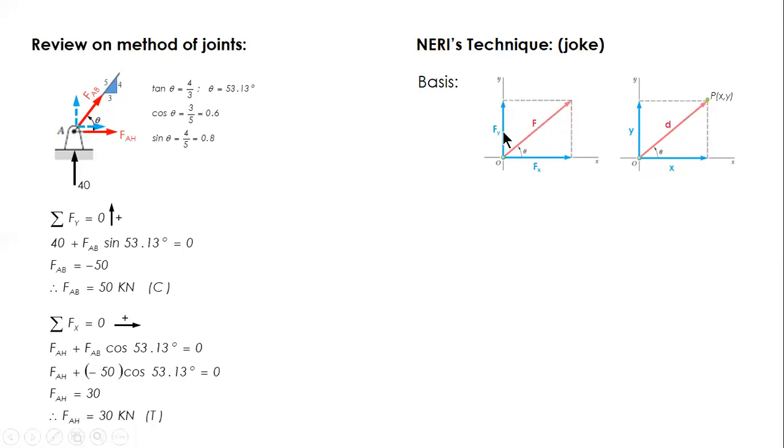So based on these 2 diagrams, pwede ka mag-ratio and proportion. Magnitude over magnitude and then component over its counterpart. F over D, Fx over X, Fy over Y. Okay? That is the basis.